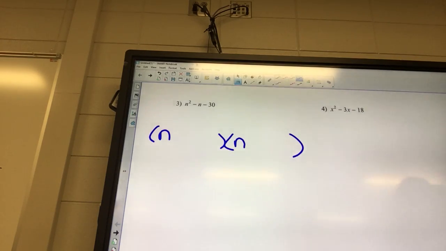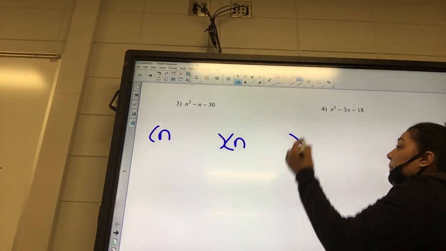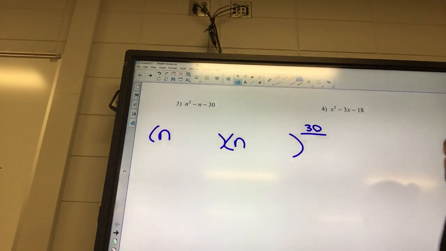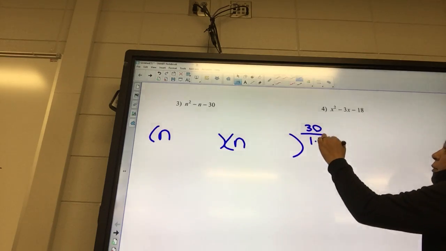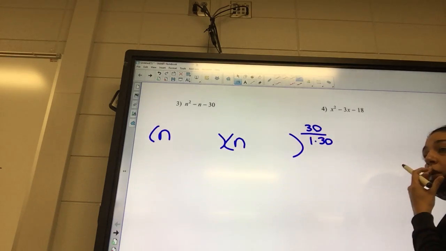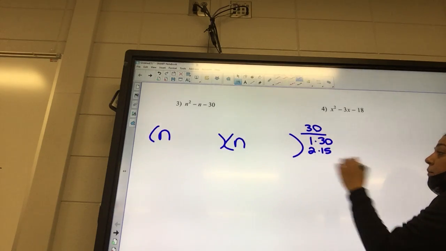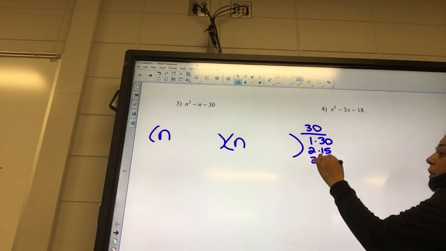Okay, you take your C, and our C is what? 30. It's technically -30, but we only just use the number part, okay? So you're going to put 30, and when you say, well, what are some factors of 30? Okay, you always start at 1. So 1 times 30 would work. What about 2? Does 2 go into 30? Yes. 2 and 15. What about 3? 3 and 10.